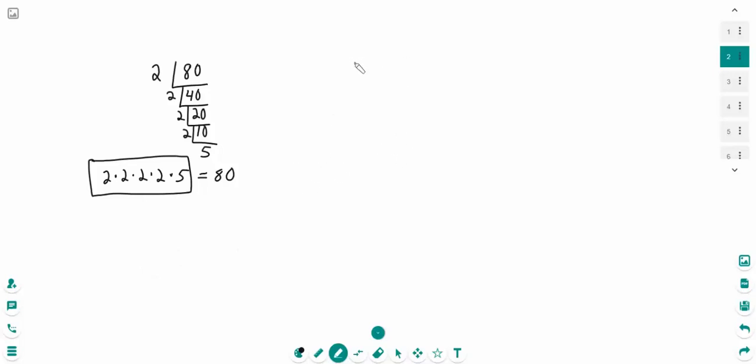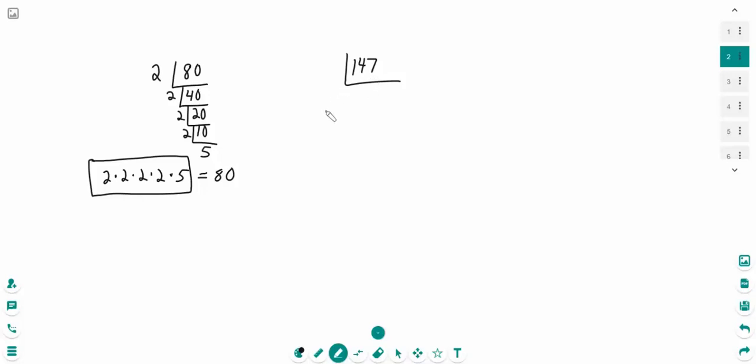Let's go with 147. And I'm actually pulling this one right out of the book here. So let's take a peek at that. First of all, would 2 go into this number? And the answer is no, because we have an odd number at the end here. So 2 will not work.